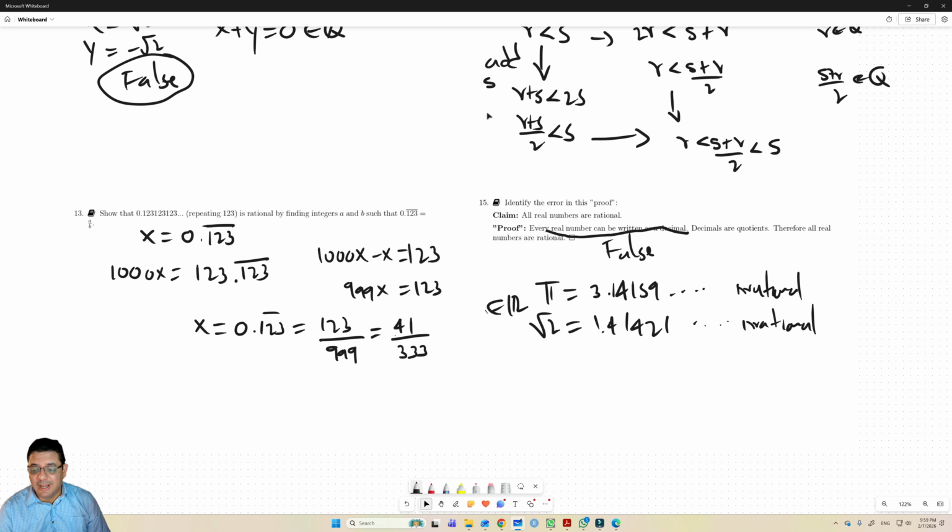Okay, so with that, we have a couple of counterexamples out of the way. So this finishes the examples for section 4.3.